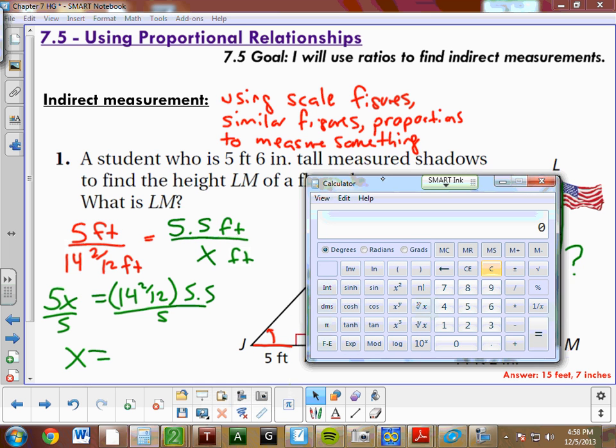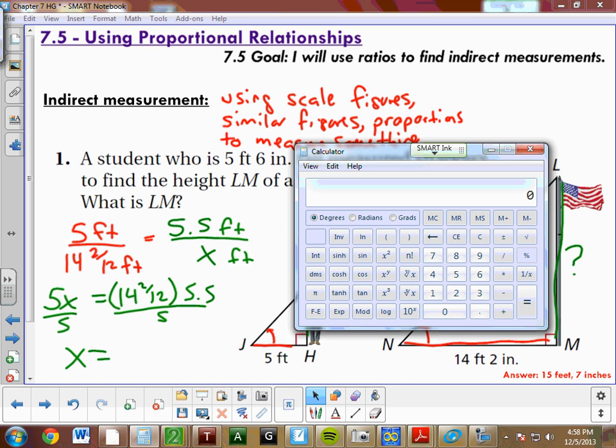So 14 and 2/12 is 14 plus 2/12. So 14 and that. I have to multiply that by 5.5. And I have to divide that by 5. So that looks like it's 3.16, which doesn't seem to make a lot of sense. So I must have hit something wrong.